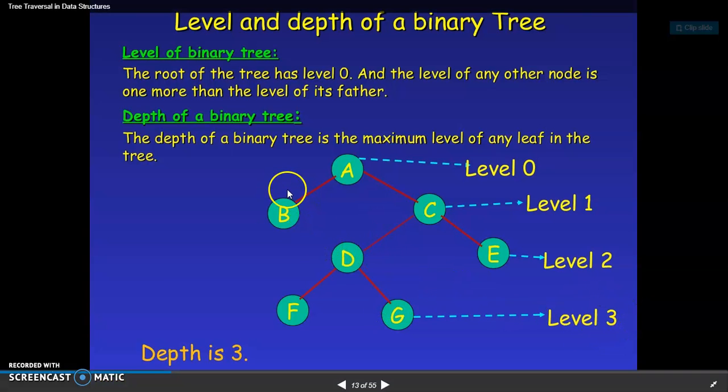Okay, or you can also count like this. These are the edges: first level edges, second level edges, third level edges. So 3 is the depth. Okay, for the levels we will count the level of the nodes. For the depth we will count the level of the edges, these lines. The level of these lines we will count, so that we get the depth.